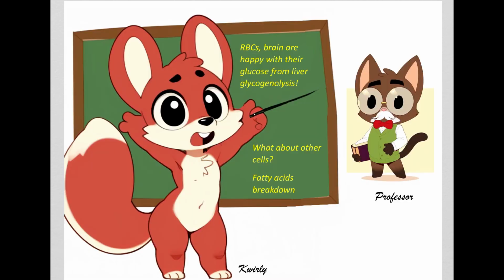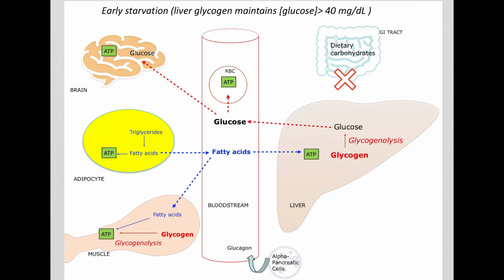Okay, so during early starvation, the liver glycogen is providing the glucose which will be used by your red blood cells and brain. What about the other cells? If they are not going to use glucose, what is going to give them their energy? And the answer is fatty acid breakdown.